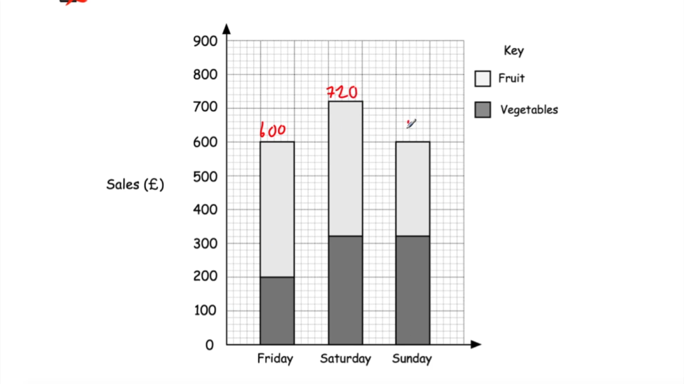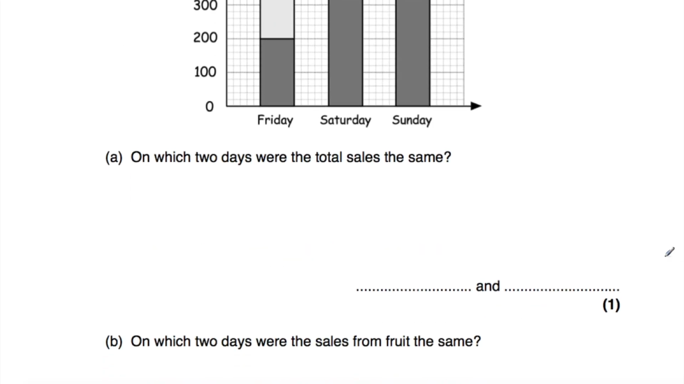And Sunday, she sold £600 worth. So in which 2 days were her total sales the same? That would be Friday and Sunday. So let's write that down. Okay, so in which 2 days were the total sales the same? Friday and Sunday. Okay, part B.